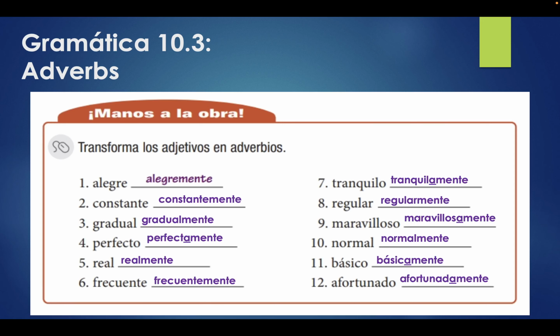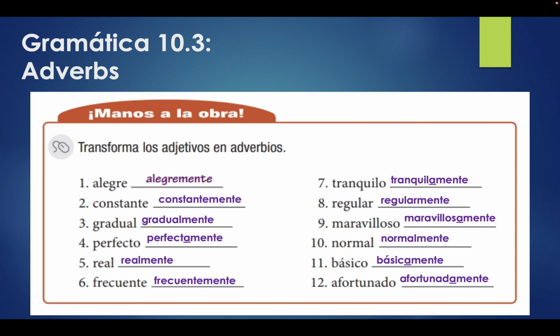So we have constantemente, gradualmente. For perfecto, it ends in an O, it's masculine. So first we make it feminine, perfecta, and then we add mente, perfectamente. Number 5 gives us real, real. To say really, we have realmente, we just add mente, since it didn't end in an A. Frecuente, same thing, just add mente, frecuentemente. Tranquilo is masculine, so we first need to make it feminine, tranquila, and then add mente, tranquilamente.